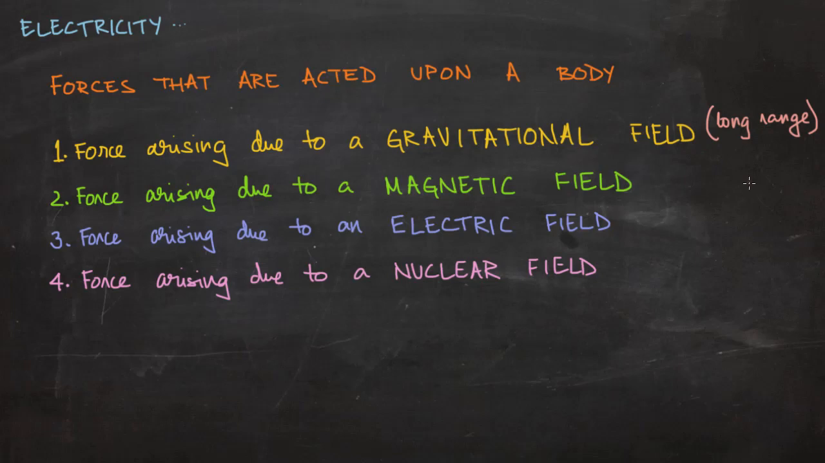Say for example, the distance between the sun and the earth. While when I move down from gravitational to magnetic to electric and then to nuclear, nuclear fields are short range forces. That is, these forces come into play at a distance of, say, between the proton and neutron, that is of the order of 10 to the power of minus 15 meters. So you can see that as we bring matter closer and closer, depending on the different types of fields, the forces that come into play vary. In our discussion, we will be focusing mainly on the electric fields.